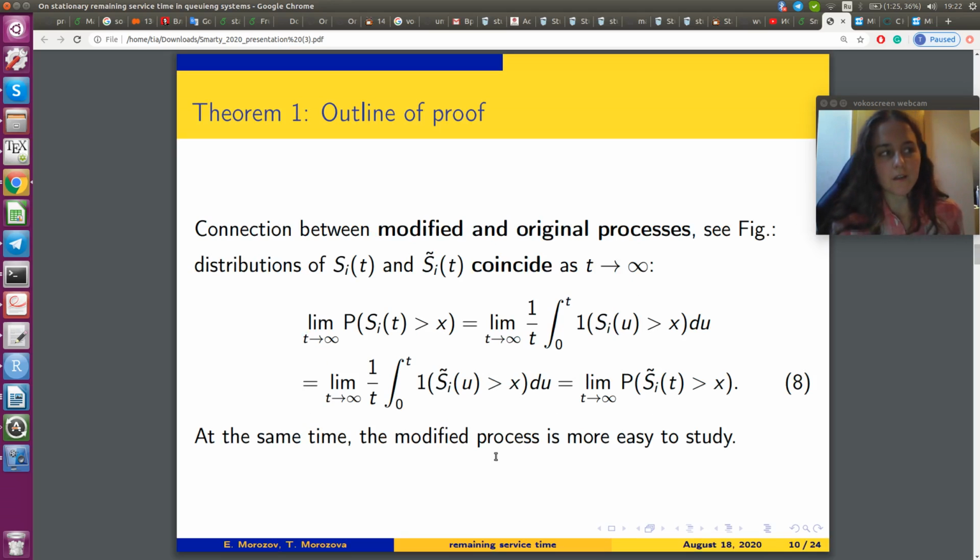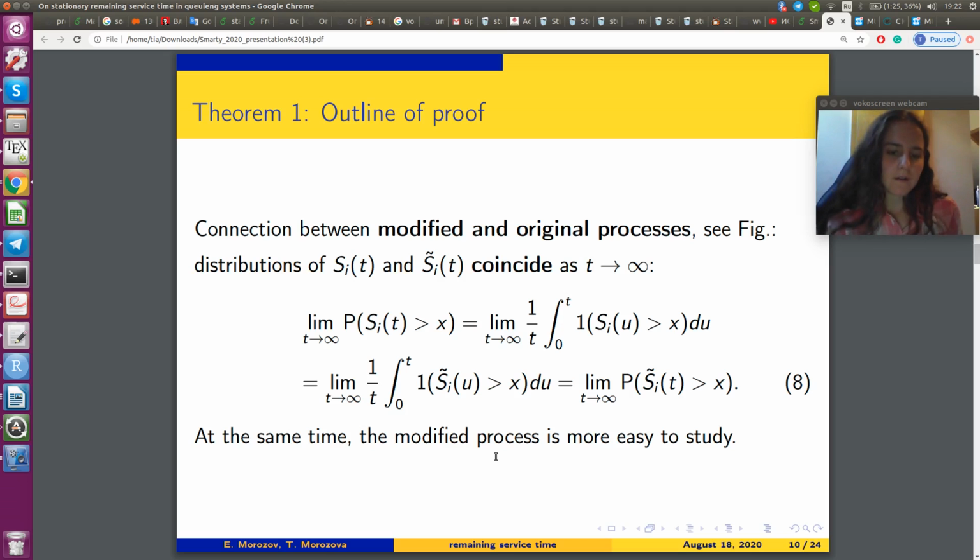Now we will discuss the connection between our processes. First of all, the modified process and the original one. The most important thing here is that the limit tail distribution turns out to be the same for both processes, as you can see in Formula 8. This is intuitively clear because in both processes the busy periods and idle periods are the same, since we didn't change them. In that case, it's fair to think that the limits of the tail distribution are also going to be the same.